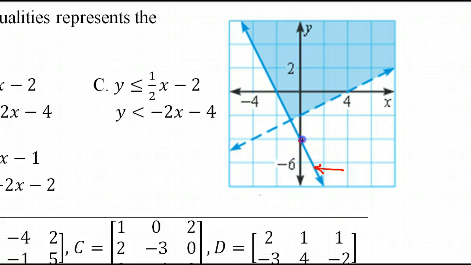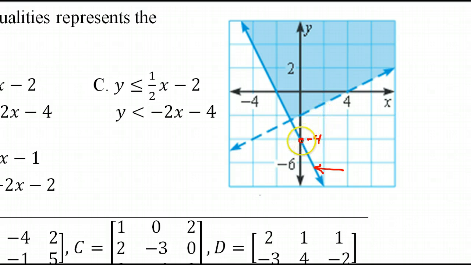I see that the y-intercept, what are we counting by? 2's. That makes it a little tricky. We're counting by 2's. Okay, so this is 2, 4. So this y-intercept is -4.